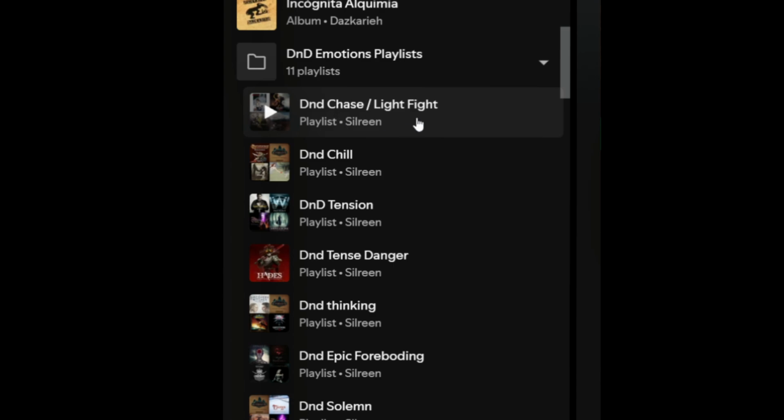For example, I have the chase or light fight. And this is not in my fight folder because it's not an actual fight most of the time. It's something that I expect my players to get out of pretty easily. And then I have these 2 tension playlists.